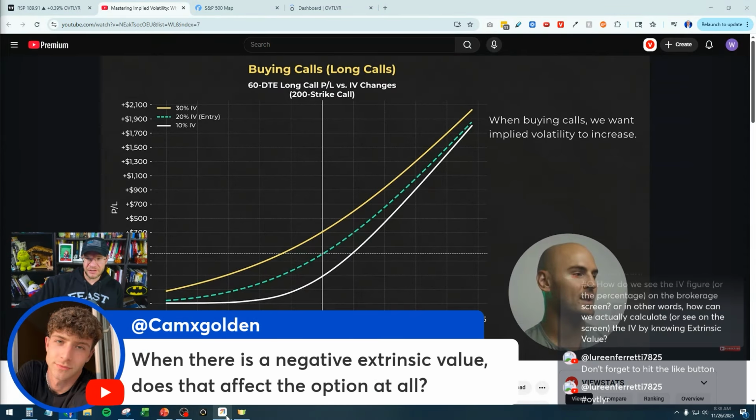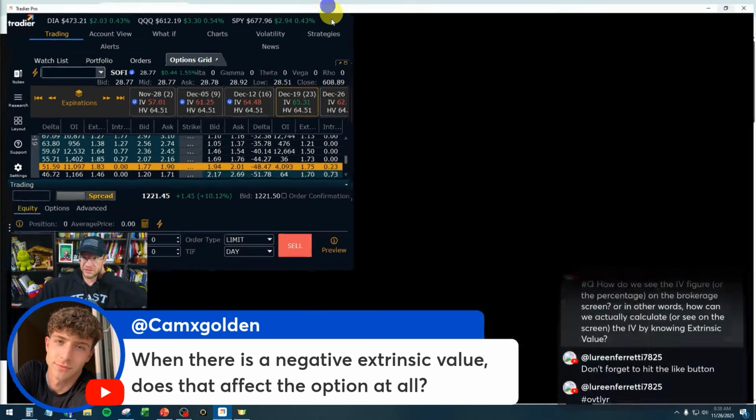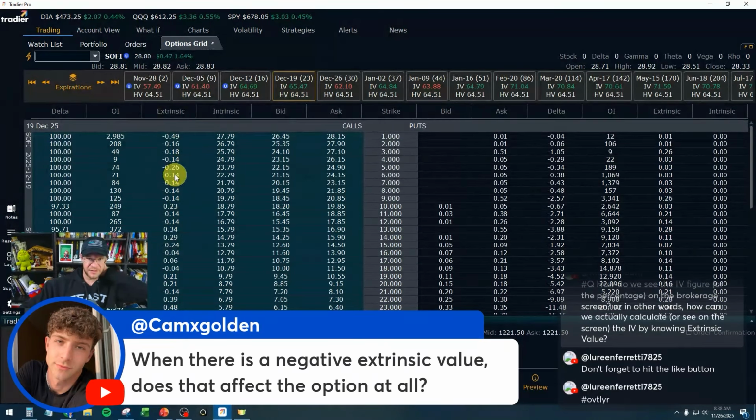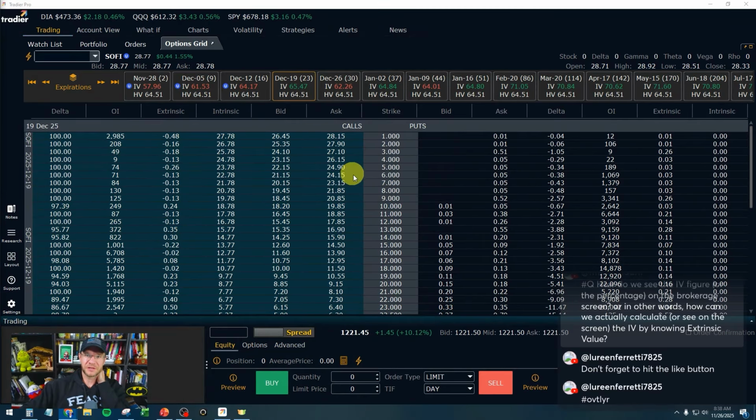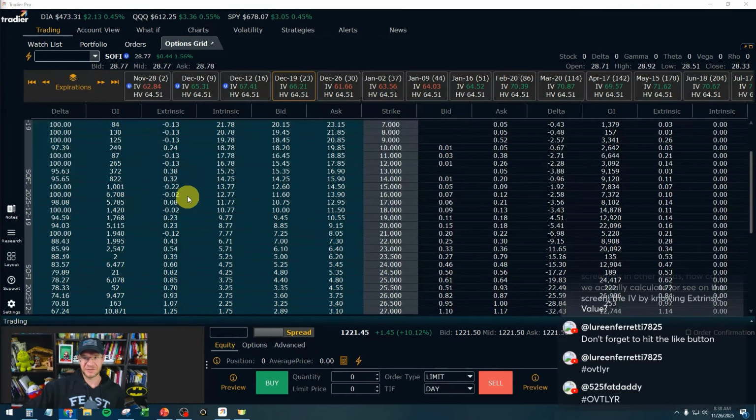Cameron had a good question, and I bet he saw it on SoFi because I saw it too. When there's negative extrinsic like this, does that affect the option at all? The funny story about that is, Cameron, it's really just a math equation, because remember, it's the current price minus the strike price. And you'll notice if you do the math that it's going to come out with a negative extrinsic. Trust me, Cameron, you're never going to buy it with negative extrinsic. It's just a math thing, just a rounding thing.